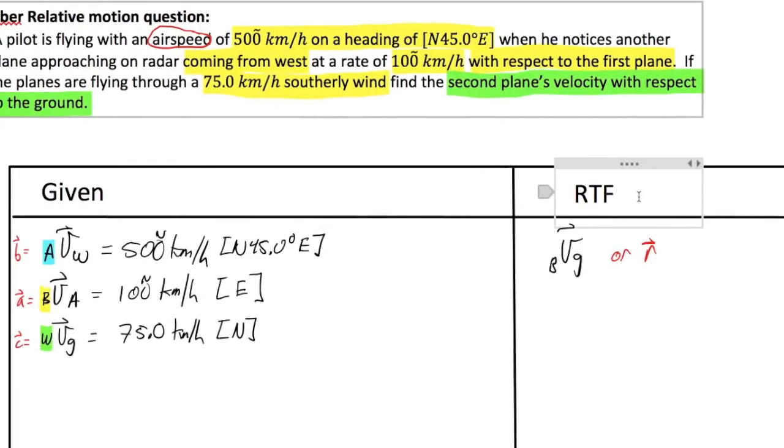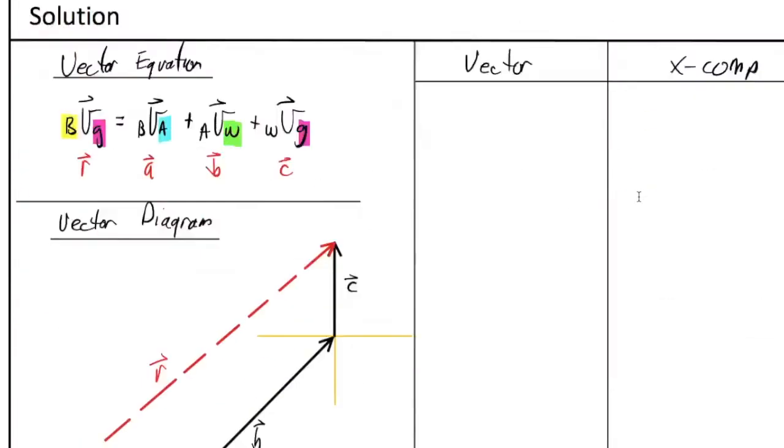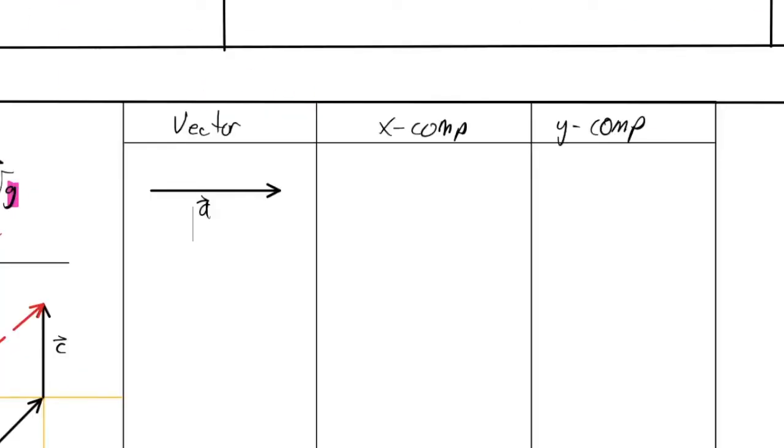So we have our three columns. We have our vector, which will be the individual vector diagram, our X component column, and our Y component column. So let's start off with vector A. Now, vector A is 100 kilometers per hour east. So that already means that vector A is already in the x-axis. There is no y component. So to represent that, it looks like this. Our AX is equal to 100 kilometers per hour.